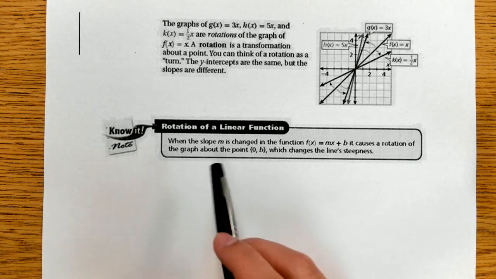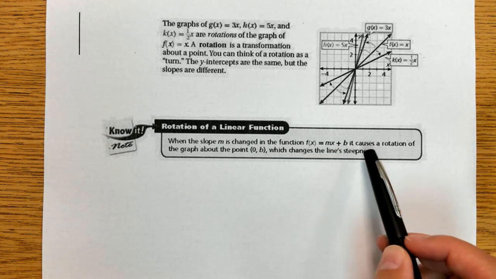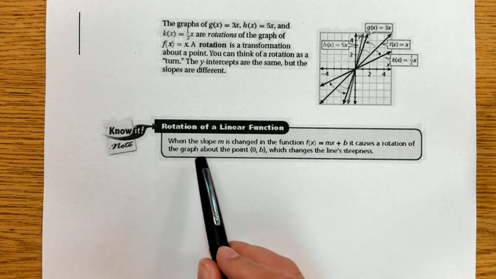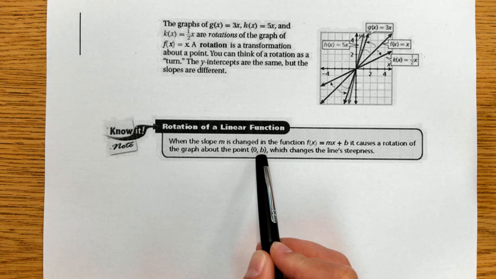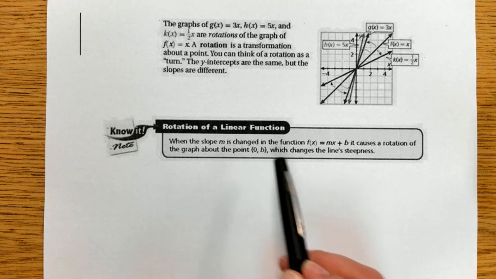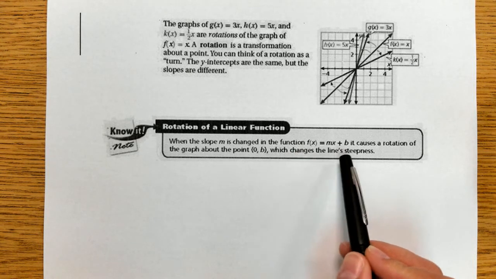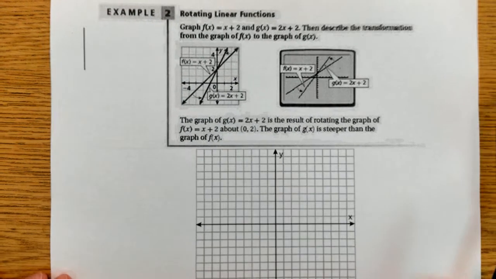Okay, so when the slope of m is changed in the function f of x equals mx plus b, it causes a rotation of the graph around the point 0, b. So whatever your y-intercept is, that's going to be where the rotation is happening. That's the common point. And then this is going to change the line's steepness. So let's go ahead and look at example 2.